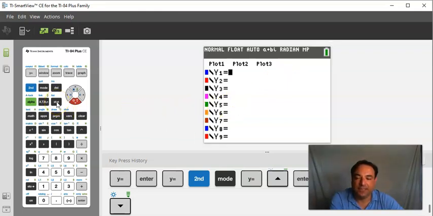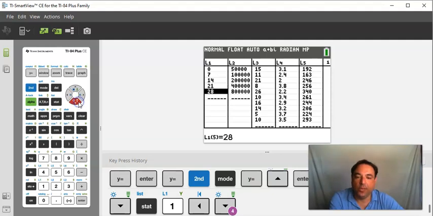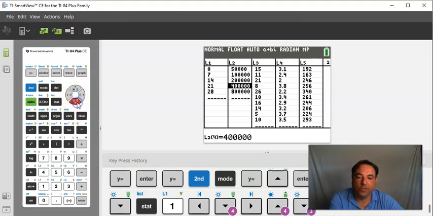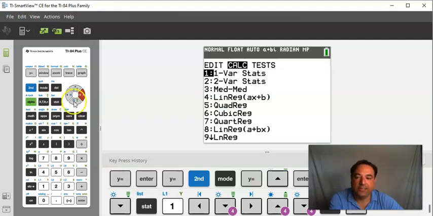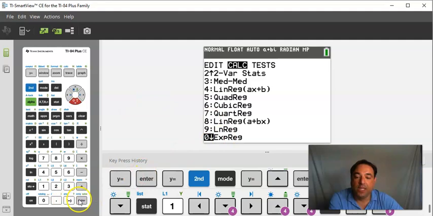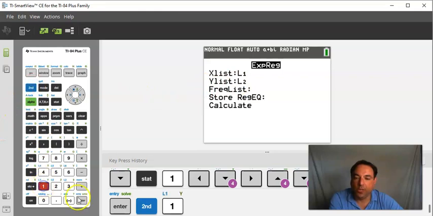So we're going to press stat, number 1 for edit, and I'm using list 1 and list 2. So in list 1 I have 0, 7, 14, 21, 28, and in list 2 I have 50,000, 100,000, 200,000, 400,000, 800,000. And to do any of the regressions, which are done the same way, we're going to press stat, to the right for calculate, and this time we're looking for exponential regression. So we're going to go down to 0, exponential regression. Depending on your calculator, this calculator asks for x and y, so for me, x is list 1, second 1, enter, y is list 2, second 2, enter.